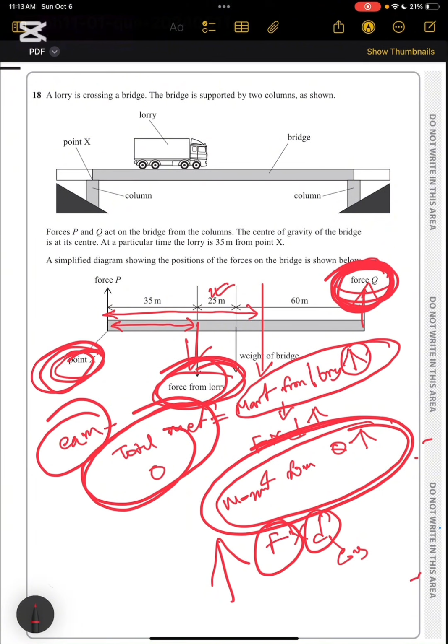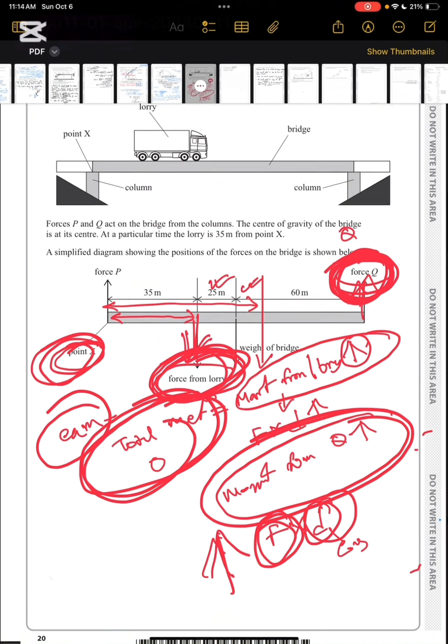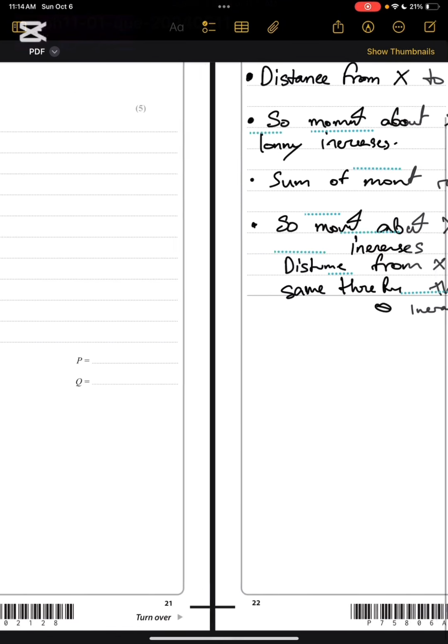And to keep the bridge in equilibrium, as the moment from the lorry has increased, because the distance of the lorry from the point X has increased, the moment of Q must increase, because it has to be in equilibrium. As they are in opposite directions, the moment from Q must increase. So for the moment from Q to increase, the distance is constant, but the force now needs to increase, so Q increases. So we have just answered that in this part.